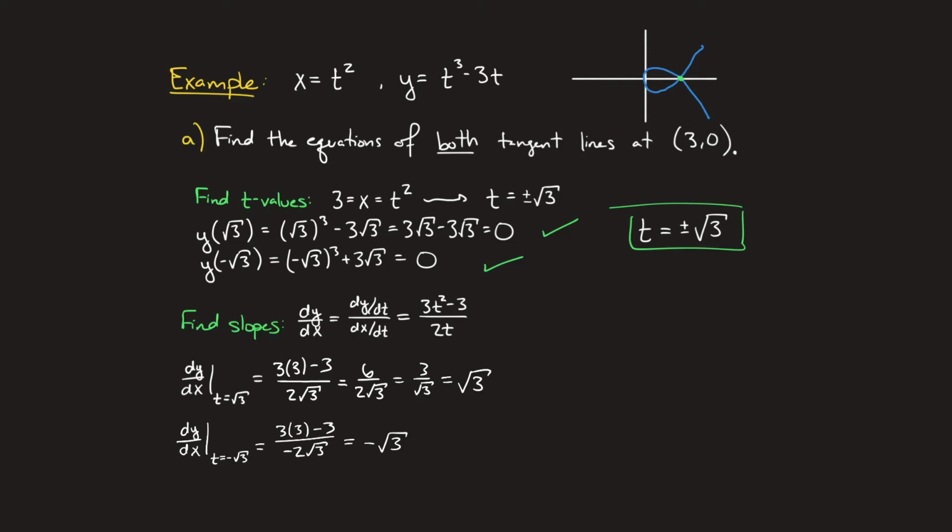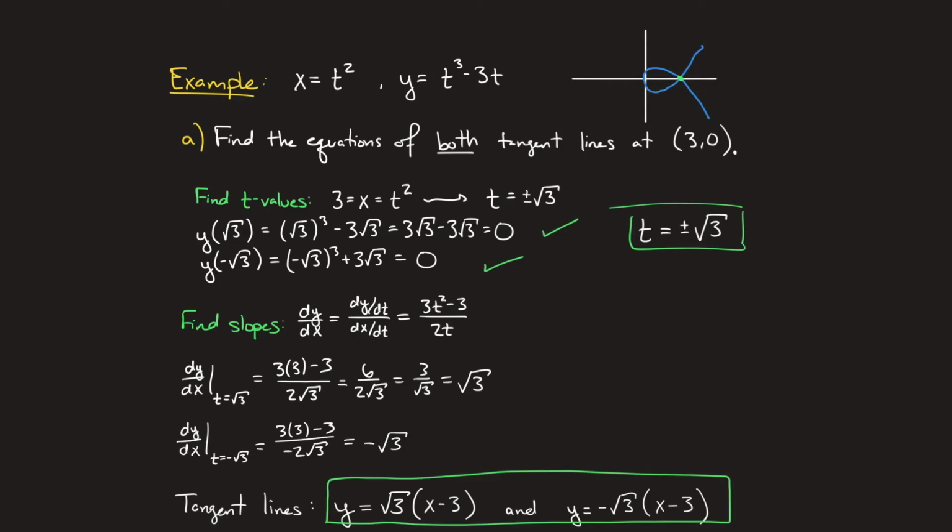Finally, we can plug all of these values into point-slope form, and we get that the equations of the tangent lines are y equals square root of 3 times (x minus 3), and y equals minus square root of 3 times (x minus 3).